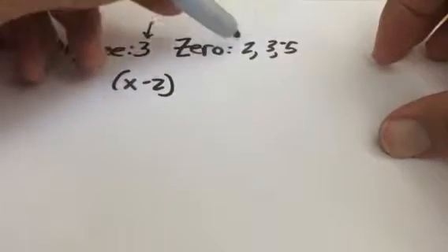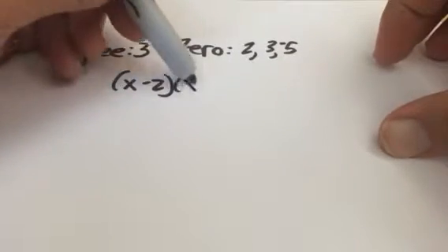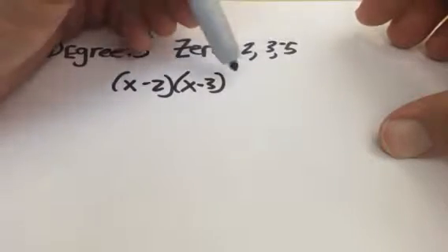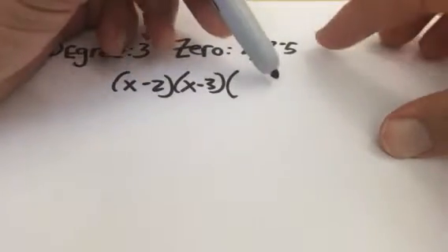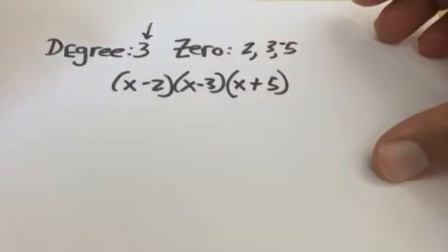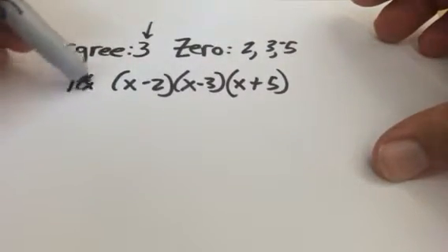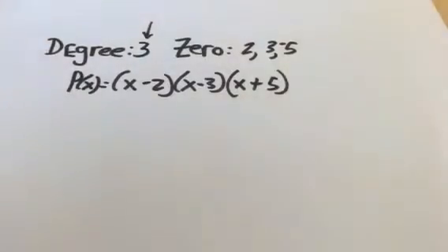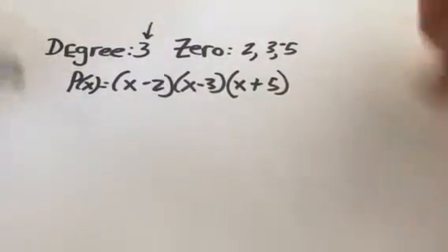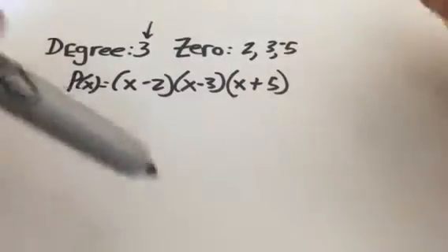X minus 2, because if I plug in a 2, that makes a 0. X minus 3, plug that in, it makes a 0. And this is a -5, so it's really x minus -5, which is x plus 5. Because when x is -5, I plug it in, that gives me 0. That would be my polynomial in factored form. And then we try and get it into polynomial form, just regular x cubed, and so on.